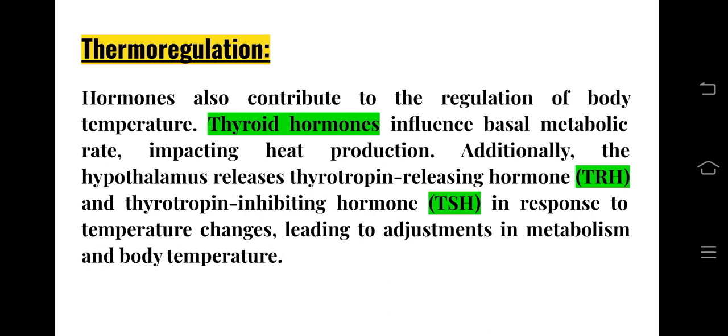Then thermoregulation. Hormones also contribute to the regulation of body temperature. So thyroid hormones influence basal metabolic rate, impacting heat production. Additionally, the hypothalamus releases thyrotropin releasing hormone TRH and thyrotropin stimulating hormone or TSH in response to temperature changes, leading to adjustments in metabolism and body temperature.